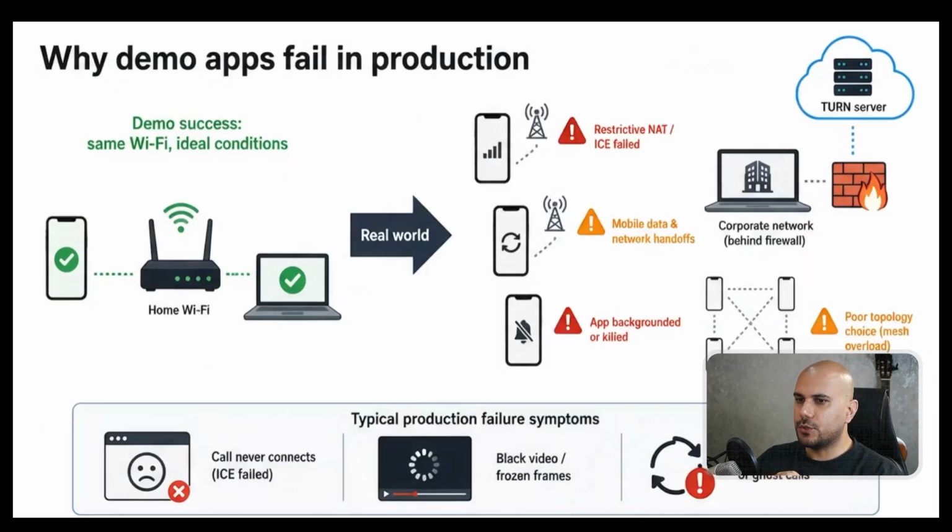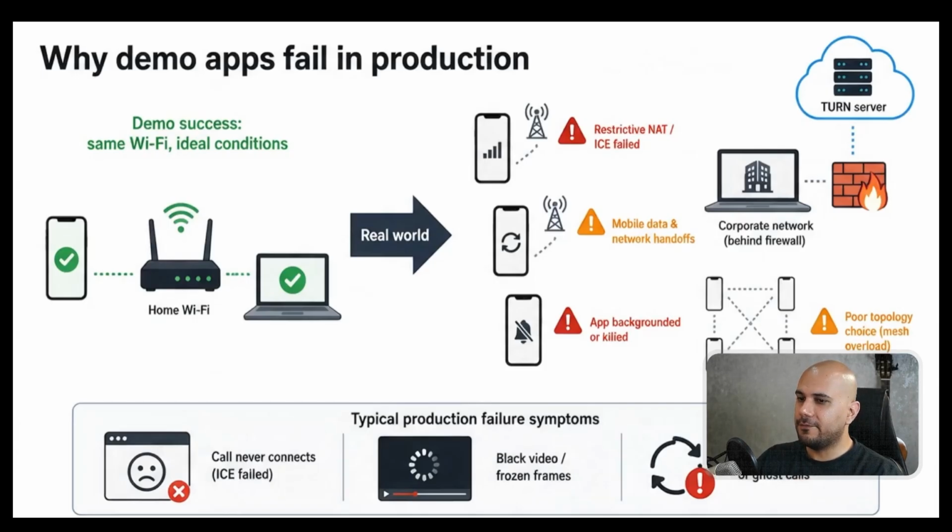This visual shows the conference room demo versus the messy real world. On the left, both devices sit on the same friendly Wi-Fi. Open NAT, no firewalls, stable connection. In that setup, almost any WebRTC sample app looks perfect. On the right, we have a realistic situation. Different networks, mobile data, corporate firewall, maybe a VPN, maybe packet loss.